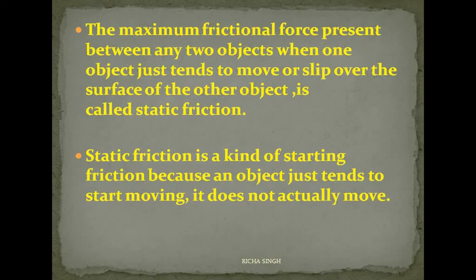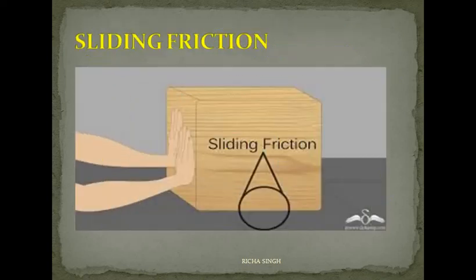And it is a kind of starting friction because the object tends to start to move. It is not actually moving. Keep this thing in mind. The object is not moving. It is just about to move. So this friction is coming into play, and this friction is maximum. We will study how. Next is sliding friction.